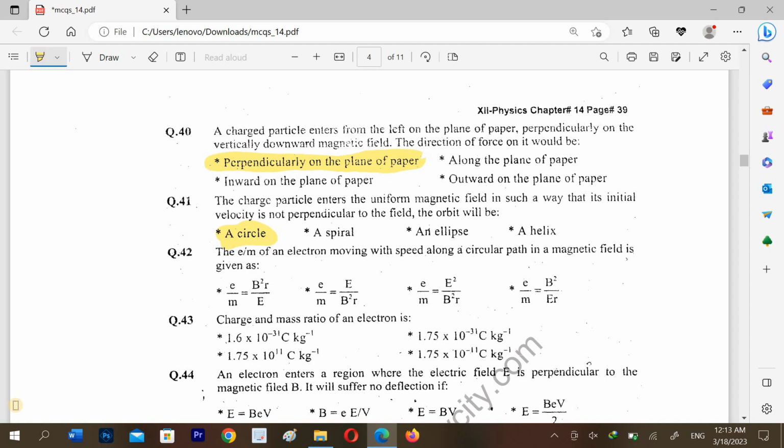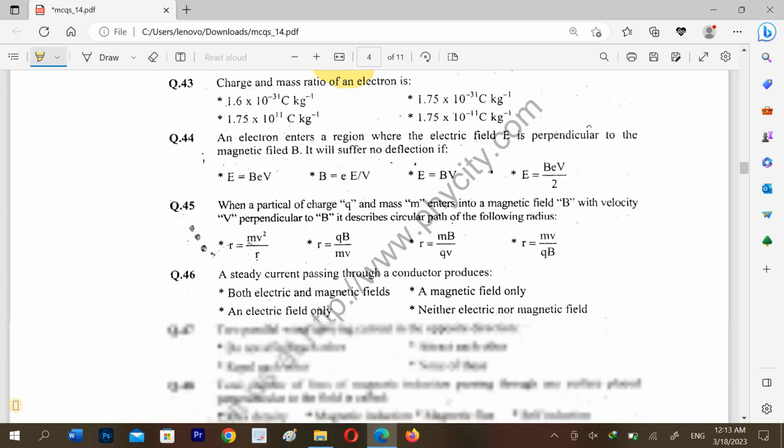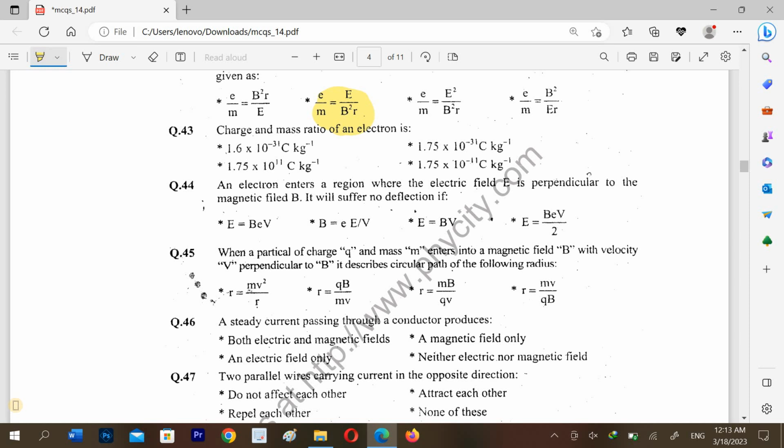The e/m of an electron moving with speed v along a circular path in a magnetic field is given as e/m = v/(B r). The charge to mass ratio of an electron is 1.75 x 10^11 C kg^-1.